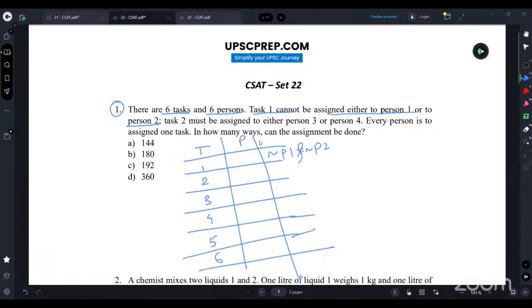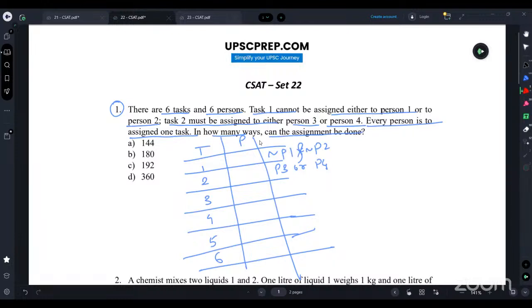Right. Okay. Then we have task 2 must be assigned to either person 3 or person 4. So how many options do you have here? Either P3 or P4, right? Every person is assigned one task. In how many ways can the assignment be done? Okay, see now. We want to assign each person at least one task, right? Minimum one task. Okay, so maximum is also one task. See now.